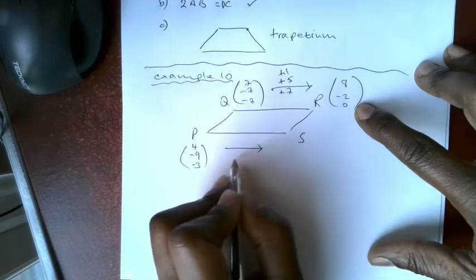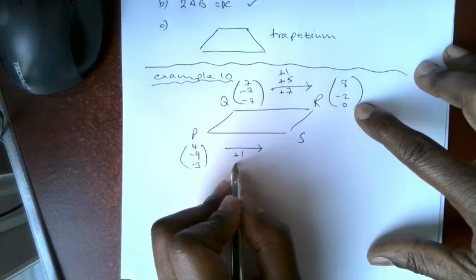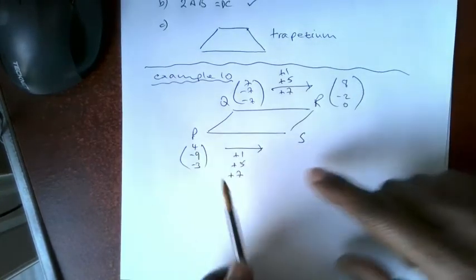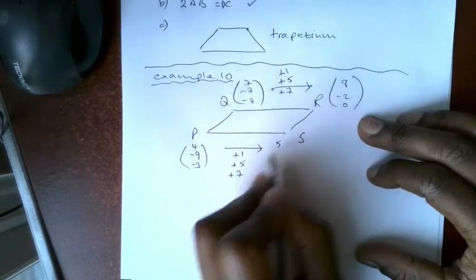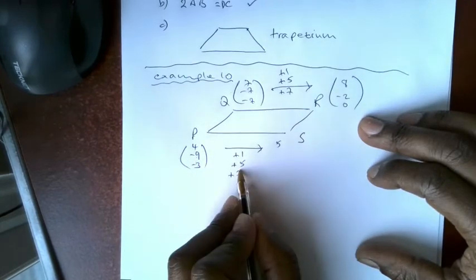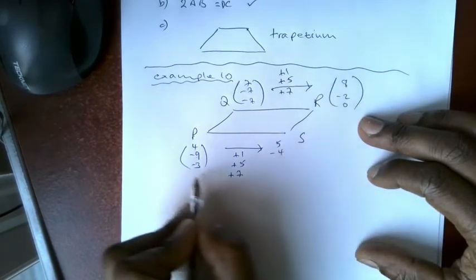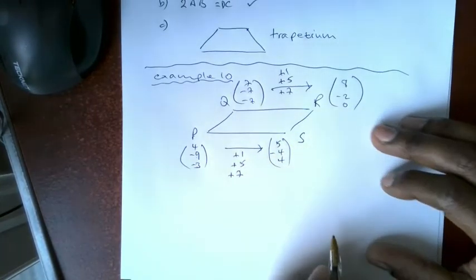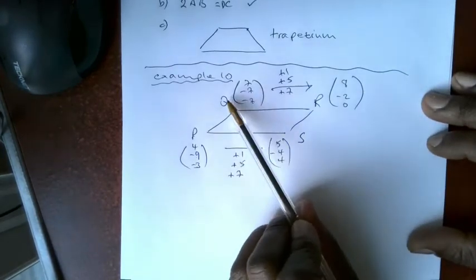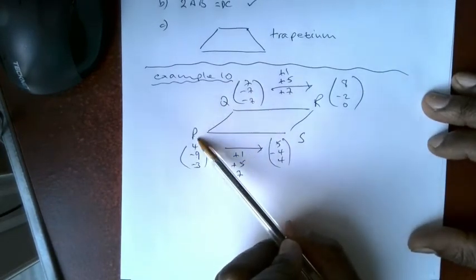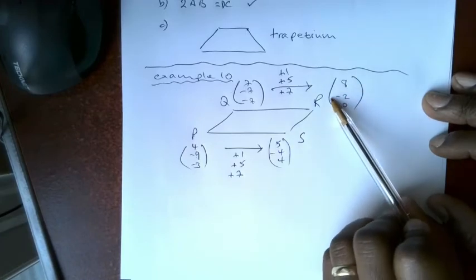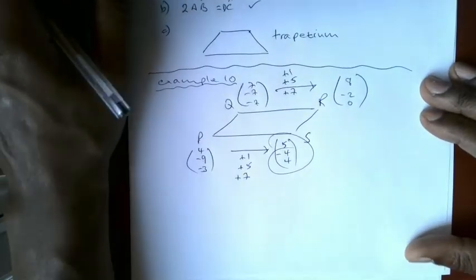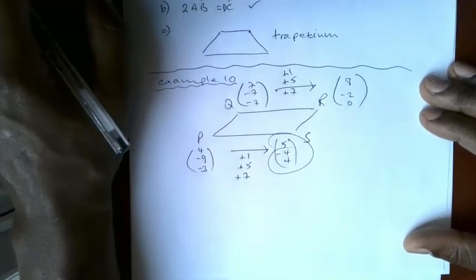That means this does the same. Up by 1, up by 5, up by 7. So if I do that, what I'll get is 4 plus 1, 5. Negative 9 plus 5, negative 4. Negative 3 plus 7, 4. And here we go. We've got the coordinate of S straight away. Or we could have said, how do we get from Q to P and work out what that is, and use the same jump to go from R to S. But whichever way you do it, you will get those answers for that one.